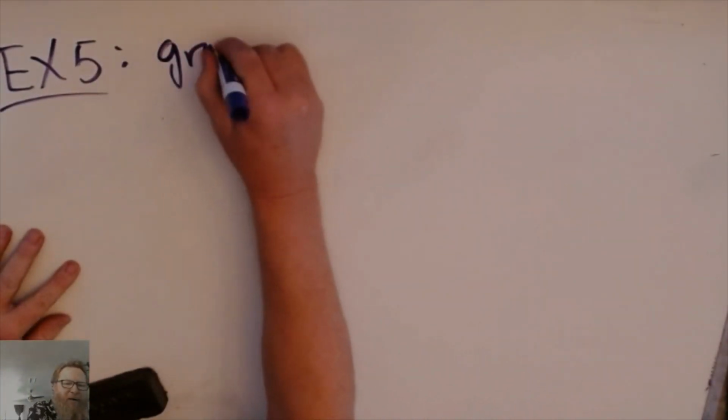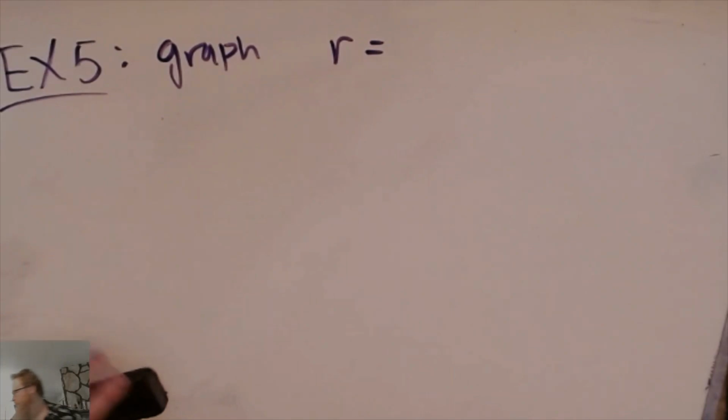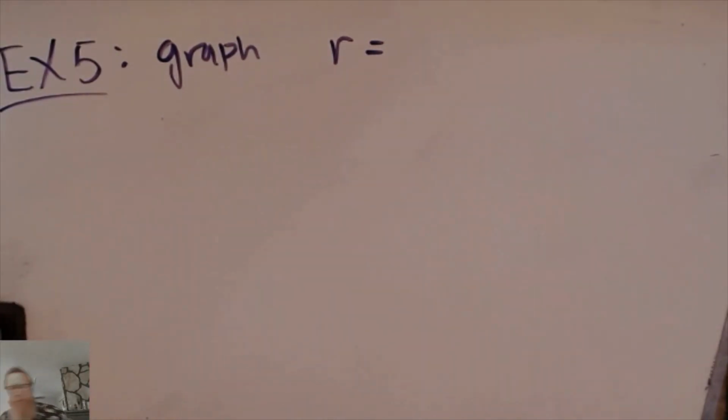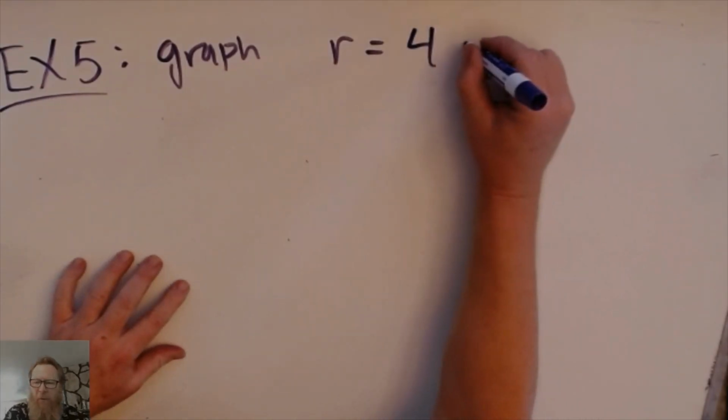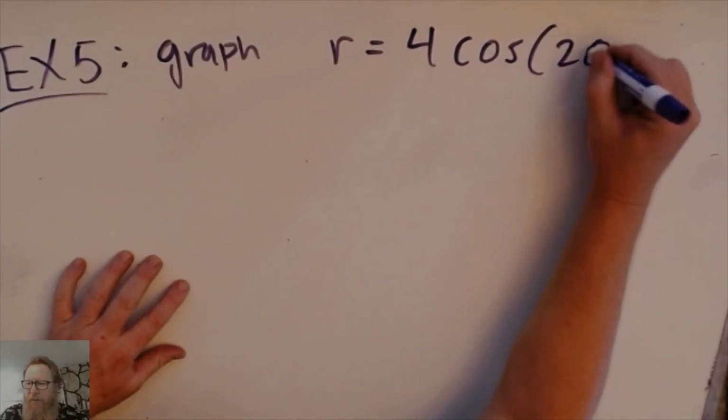Next, we're going to graph, let's graph r equals 4 cosine 2 theta.